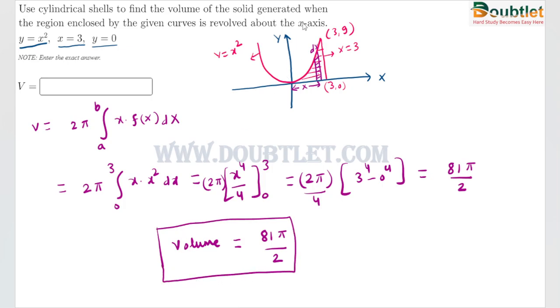If instead of the x-axis it was the y-axis, then this formula would be 2 pi integral of y into f(y) dy, and the limits will be a to b, where a and b are the limits that bound this region, that is from the coordinate (0, 0) to (3, 3). So here it is along the x-axis. So the revolution will be around this.